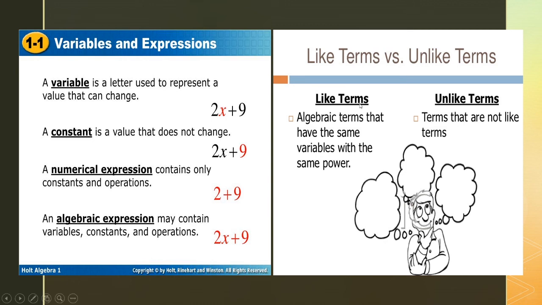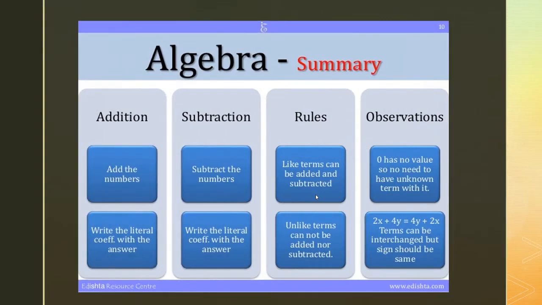Like terms. Algebraic terms that have the same variables with the same power are called like terms, whereas terms that are not like terms are called unlike terms. In addition of algebra, add the numbers, write the literal quotient with the answer. In subtraction, subtract the numbers, write the literal quotient with the answer. Like terms can be added and subtracted, whereas unlike terms cannot be added nor subtracted. 0 has no value, so no need to write the unknown term with it.